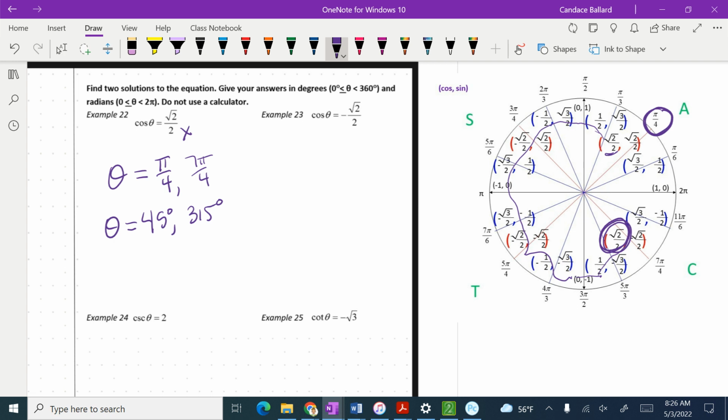Okay. All right. Look at example 23. Is cosine the x value or the y value? X value again. Okay. So we're doing two x value examples. This time, though, I want the x value to be negative square root of 2 over 2. So I want you to try that one. Go all the way around your unit circle. Anytime you see negative square root of 2 over 2, write down what the radian and degree measure is. There should be two places for both of them. See if you can find them.